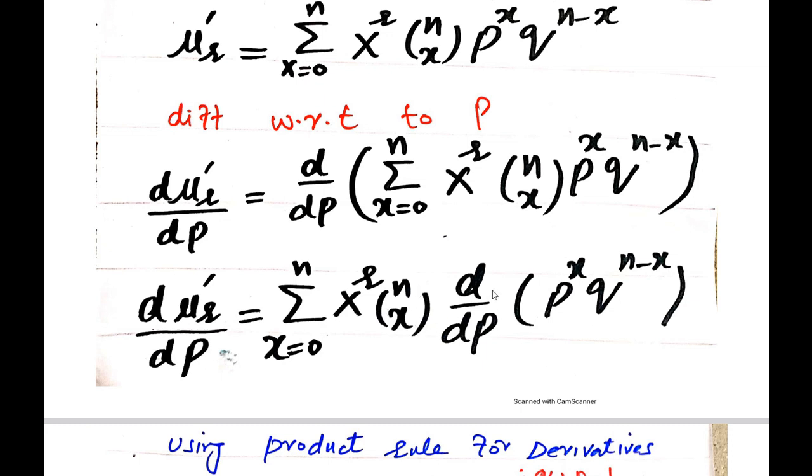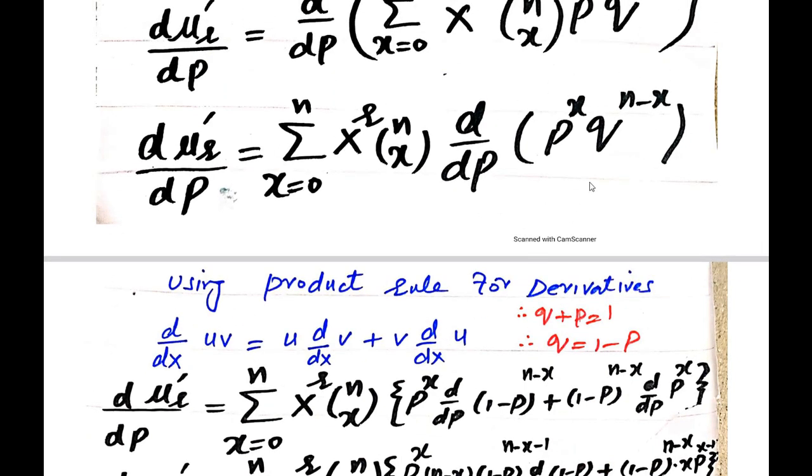x to the power r nCx, we apply the derivative to p to the power x and q to the power n minus x, because these are constant terms; in these two terms there is no involvement of p. Because we differentiate with respect to p, the terms other than p are assumed to be constant, and we take the constants outside the derivative. So using the product rule, we write q as 1 minus p, because q plus p is equal to 1 and q is equal to 1 minus p. So we can use here 1 minus p to the power n minus x.